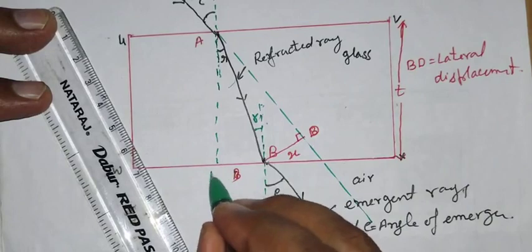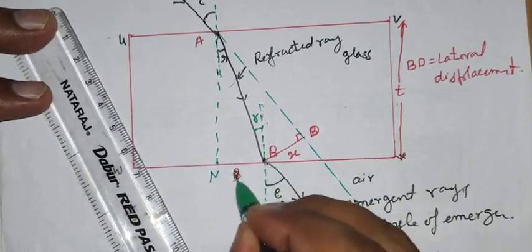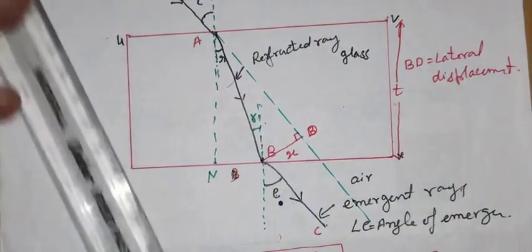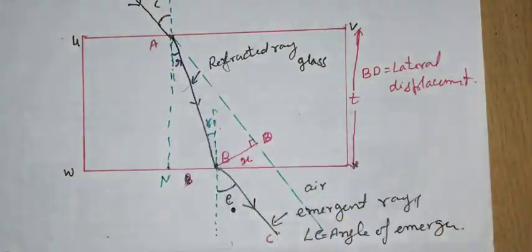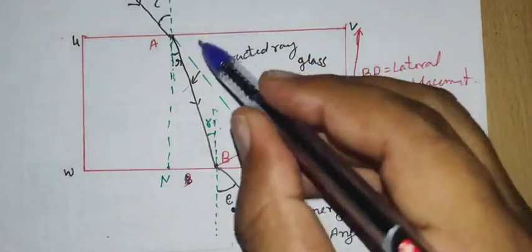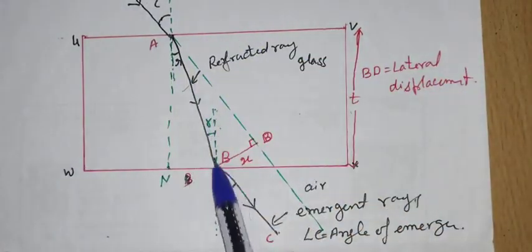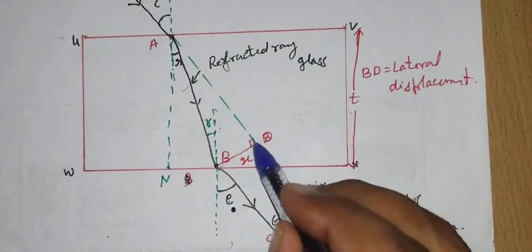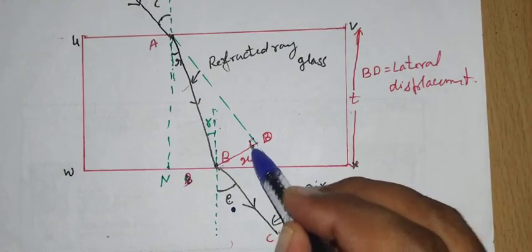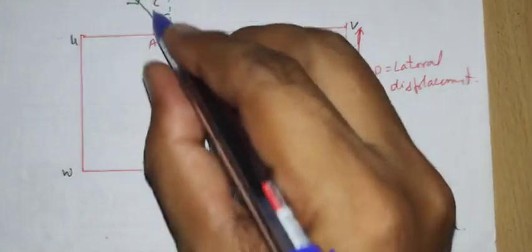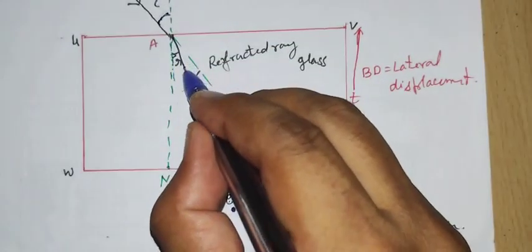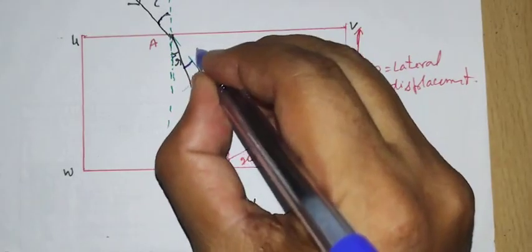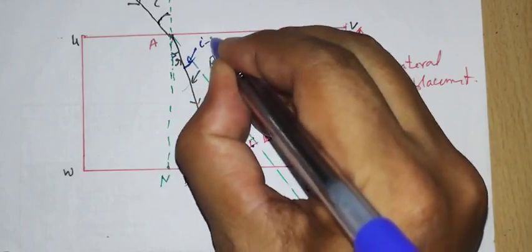Let this point be N. This is point B. Now some mathematical calculations, see very carefully. In the diagram, see the triangle ABD. It is a right angle here. This is I, this angle is I, this is R. So this angle becomes only I minus R.